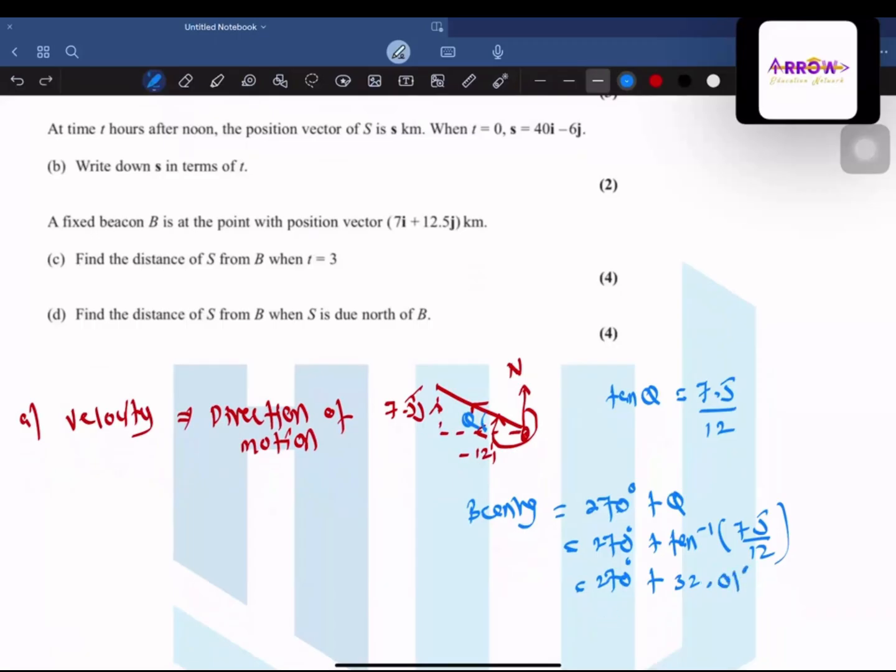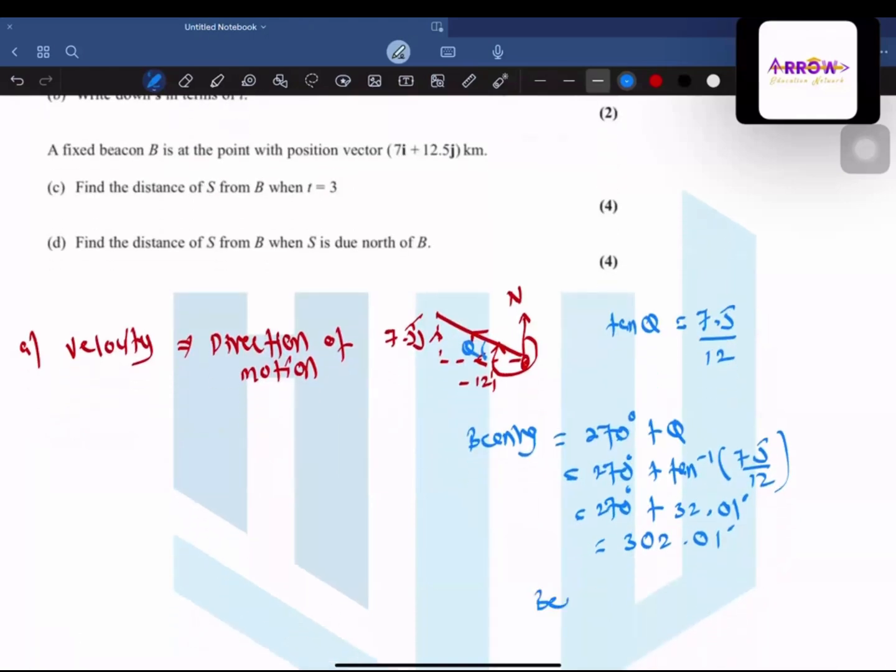So 270 plus theta will give you 302.01. So the bearing is 302 degrees. Therefore, the bearing is 302 degrees. This is supposed to be your answer.